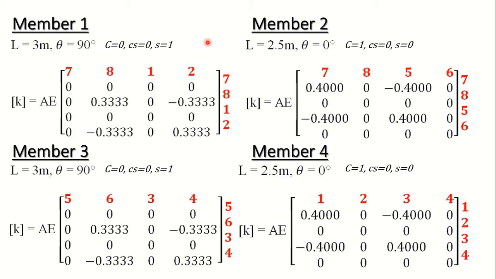So the value of theta is 0, and L is 2500 mm, or the length of the member is 2.5 meters. Now for this value of theta equal to 0, cos theta will be 1, cos theta into sin theta will turn out to be 0, and sin theta will be 0.